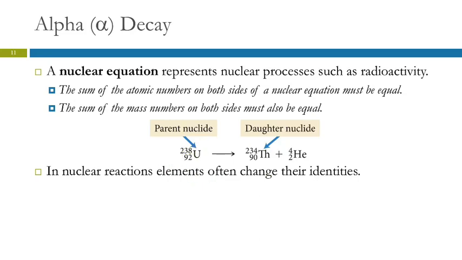We have a parent. The parent is spitting off a nuclear particle, and then it's becoming something else. So we call that the daughter. I don't know why, that's what they call it, the daughter nuclide. So we've got the daughter nuclide, and here we have the alpha particle symbol.